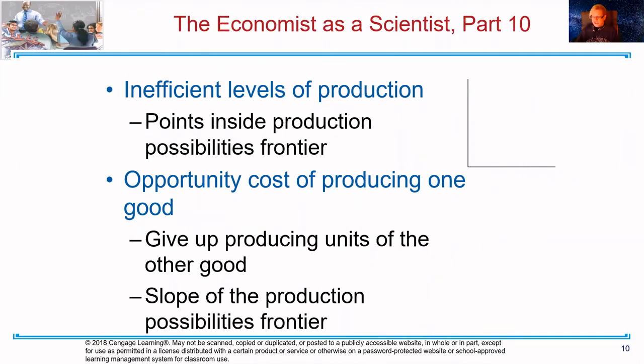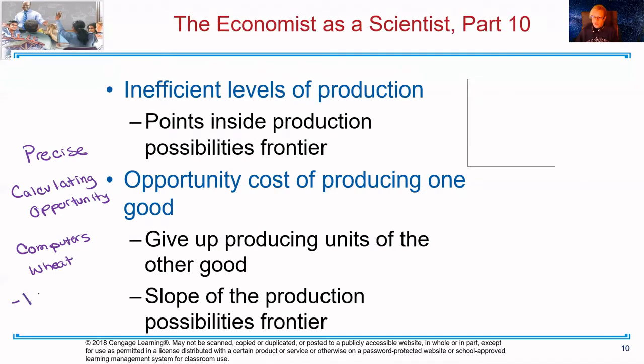Okay, again, this is just summing up the inefficient levels of production. And now what we want to do is to get a little bit more precise in calculating the opportunity cost. So originally, I said if we have two products, we have computers and we have wheat, that I know that the opportunity cost of computers is wheat and the opportunity cost of wheat is computers.